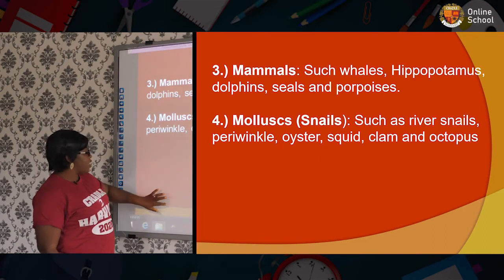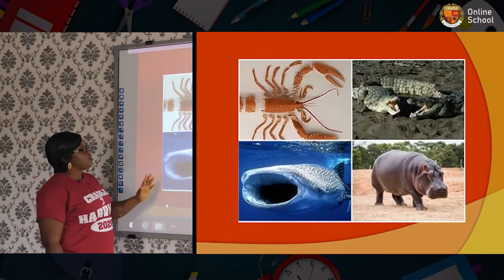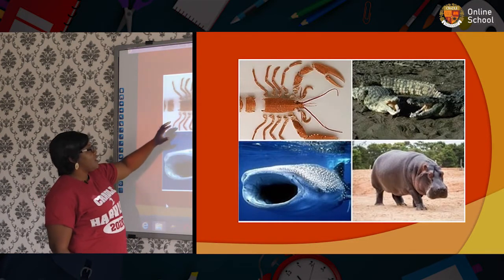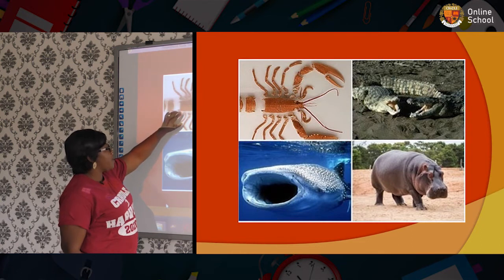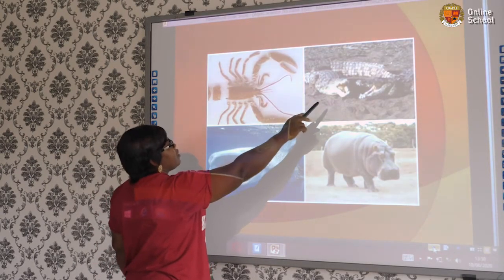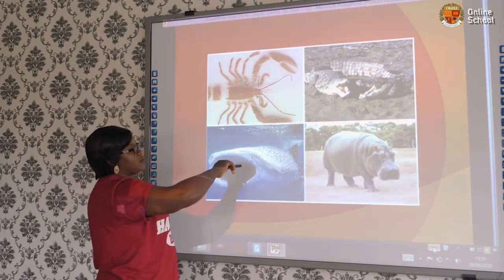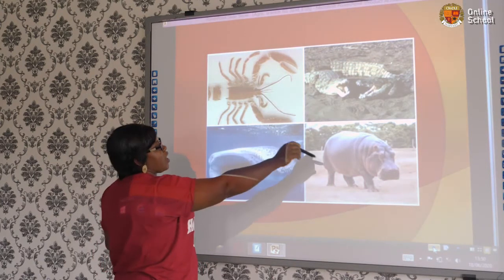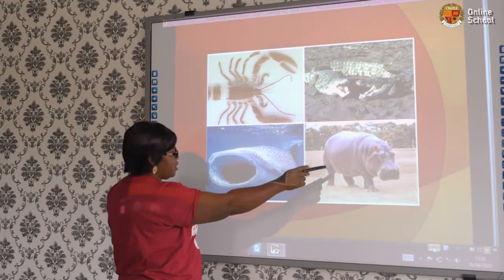Now let's look at the pictures of some of these things. We have the prawn here. Look at the crocodiles. That is the reptiles. We have the whale. That is the mammal. We also have the hippopotamus, the mammals.